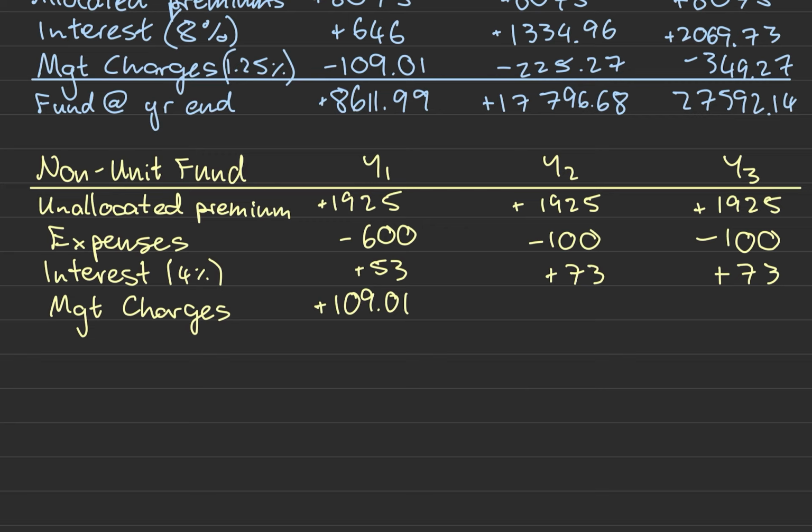Okay, so management charges, we add that exact same, but in the reverse. It comes out the unit fund and into the non-unit fund. So out there, into here, plus 349.27. Okay, then what happens now?